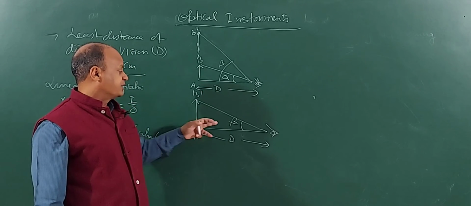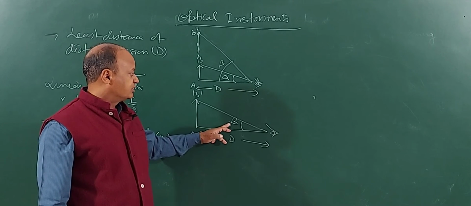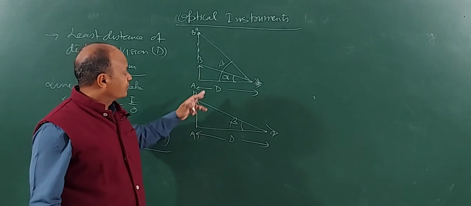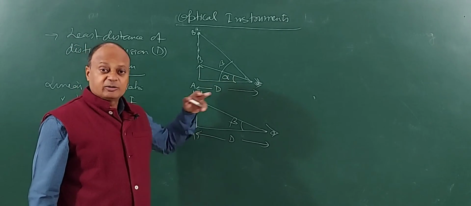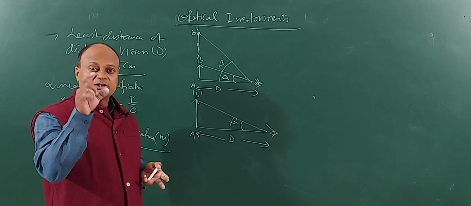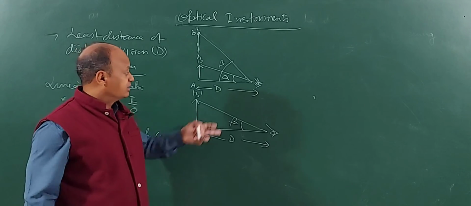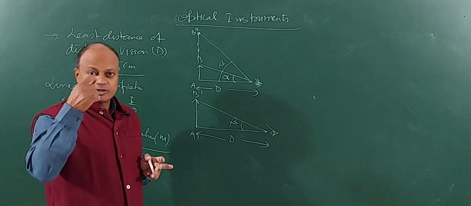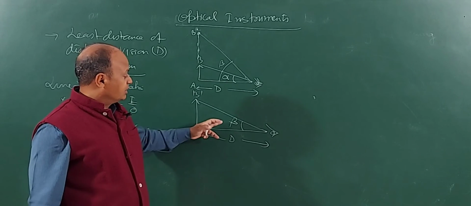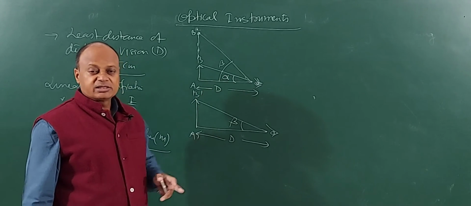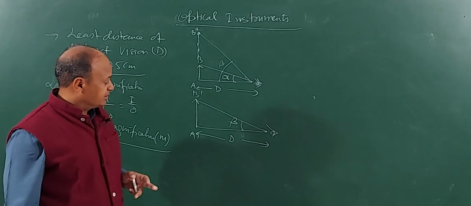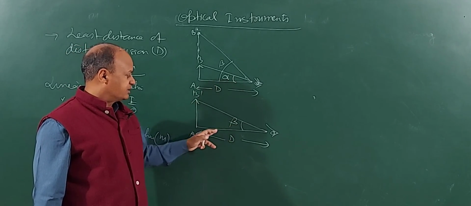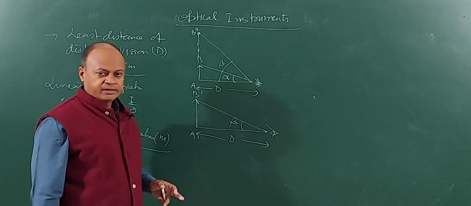Angular magnification is the angle subtended by the image, and how will you see the image? You will see the image with the optical instrument, divided by the angle subtended by the object. And when you see the object, how will you see? You will see with the naked eye. You are not using any specs, any microscope or any telescope. So beta by alpha will be known as magnification or angular magnification, and the distance at which the object and the image will be placed is capital D.